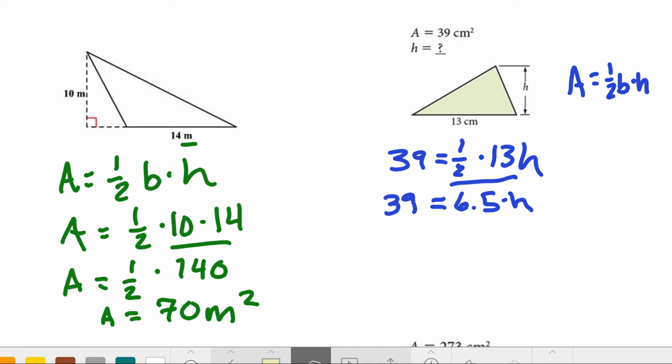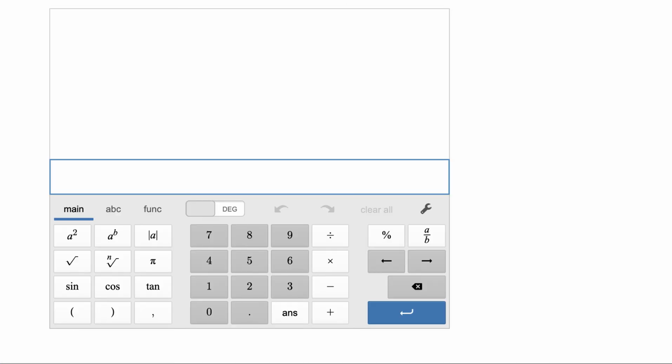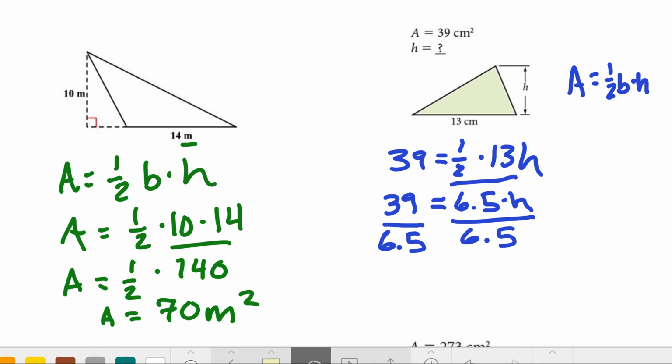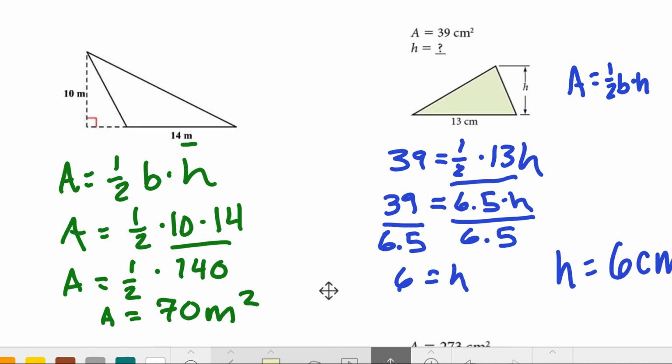And then if I'm trying to figure out what height is, I need to isolate it. Right now, height is being multiplied by 6.5. In order to undo multiplication, we divide both sides by 6.5. I'm going to divide 39 by 6.5. I'm not going to lie to you guys, I don't know what that number is off the top of my head, so I'm going to move to a calculator, and I'm going to do 39 divided by 6.5, and when I do that, I get the number 6. So now I know that the height is equal to 6, but I need to remember my unit of measure. So I know that the height is equal to 6 centimeters. And that would be my answer.